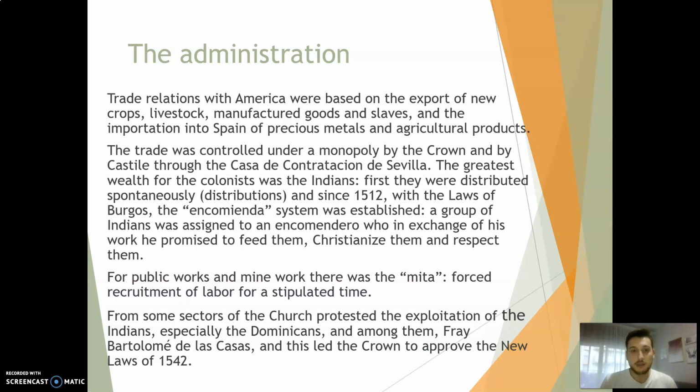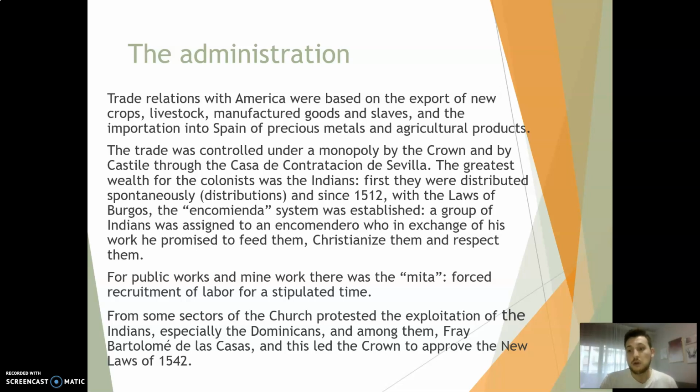Okay, well, the trade control was under the monopoly of Castile, and you had to come here to Seville if you wanted to trade with America. Okay. Also, there was another problem, the situation of the indigenous people. These indigenous people were forced to work in mitas, but after the fight of Bartolomé de las Casas, they were considered as not able to be slaves.